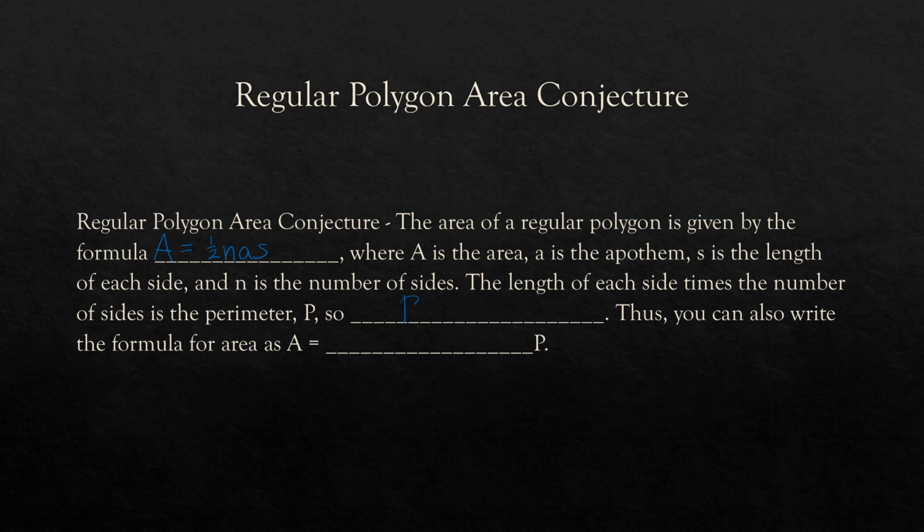Now the length of each side times the number of sides is called the perimeter. So the perimeter is equal to the number of sides and the length of each side. So we could write the formula for the area where we substitute the N and the S for P, the perimeter, and say that the area is 1/2 apothem times perimeter.